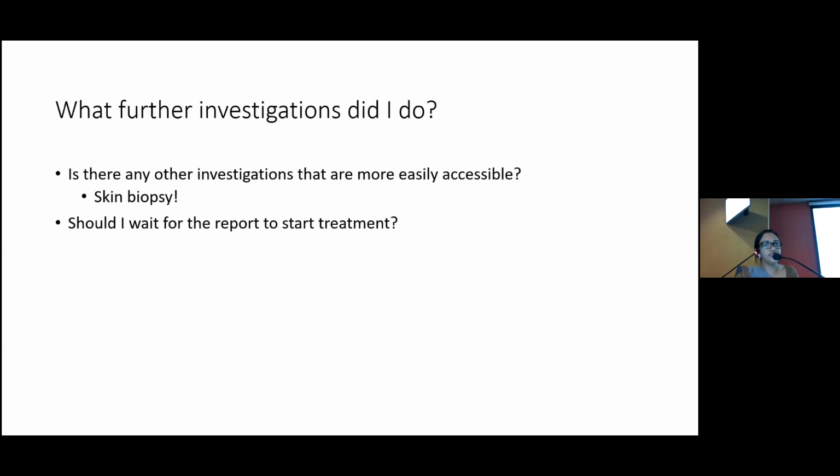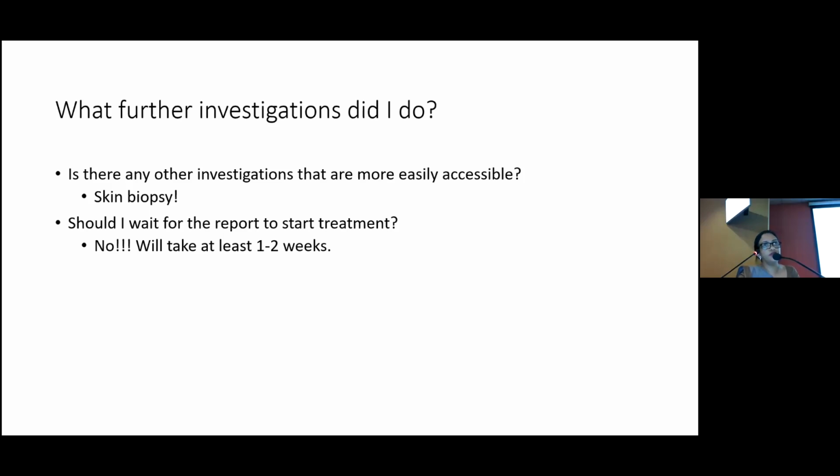But the next question is, would I wait for the skin biopsy result before I start treatment for this patient? I would say no, because vasculitis is like a burning house. You have to act promptly. Otherwise, what you are left with is just a burned down skeleton, nothing else, if you wait on investigations to start treatment.